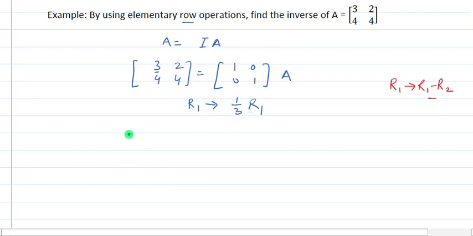After applying this operation, we are getting 1 over here and 2 by 3 over here. And there is no change in the second row because we are applying the operation on row 1 only. The same operation is to be applied on row 1 over here. So it is 1 upon 3, and 0 upon 3 is 0, and no change in row 2, and A will remain as it is.